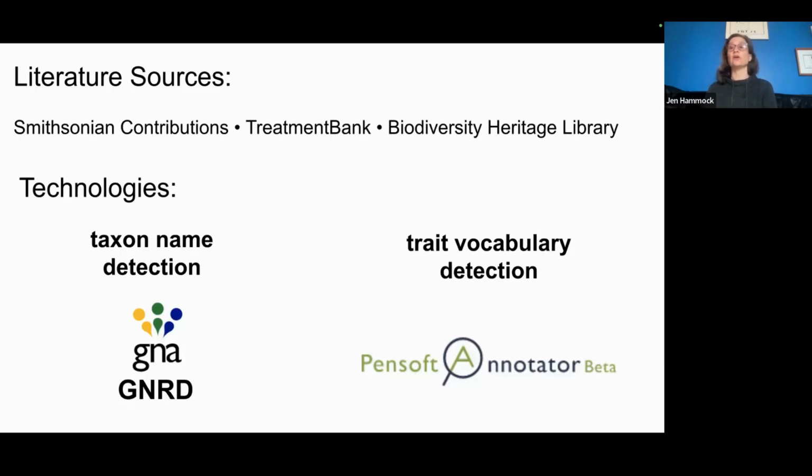The main sources we use are the typical open access ones that are out there. There's a compilation of species description called Treatment Bank, which is from a wide range of literature. The Biodiversity Heritage Library is probably familiar to many of you. And the Smithsonian Institution, as a federally funded research body, requires all of its federally funded research to be published open access, and a lot of it is organized into something called the Smithsonian Contributions. So these are easily accessed bundles of text that we can mine.